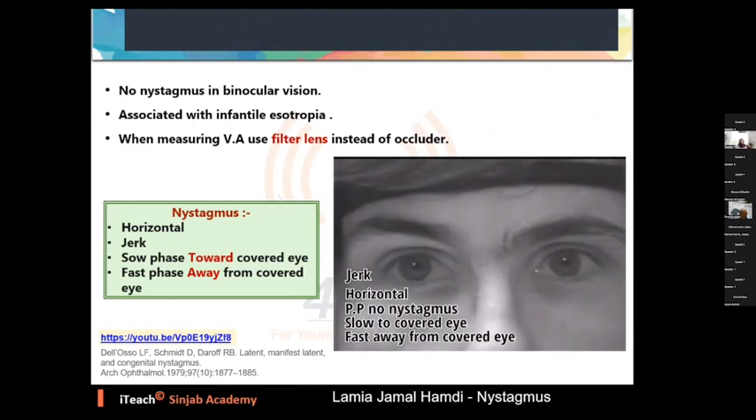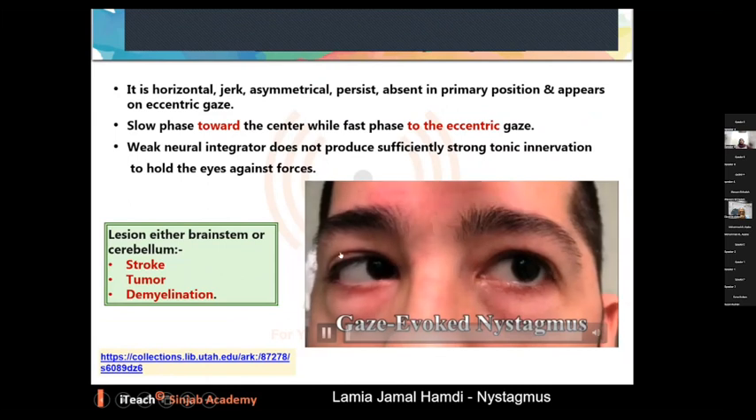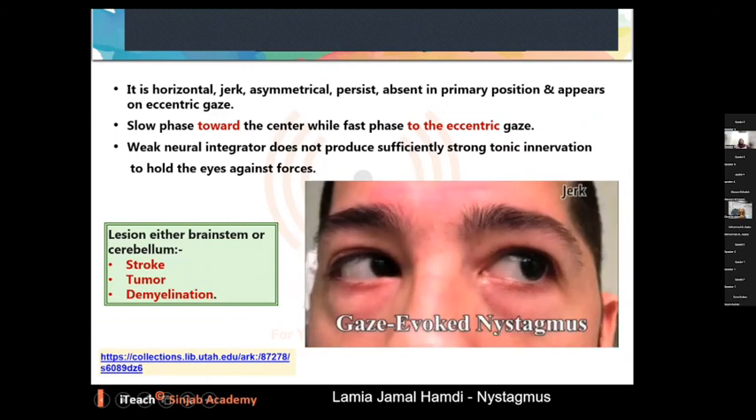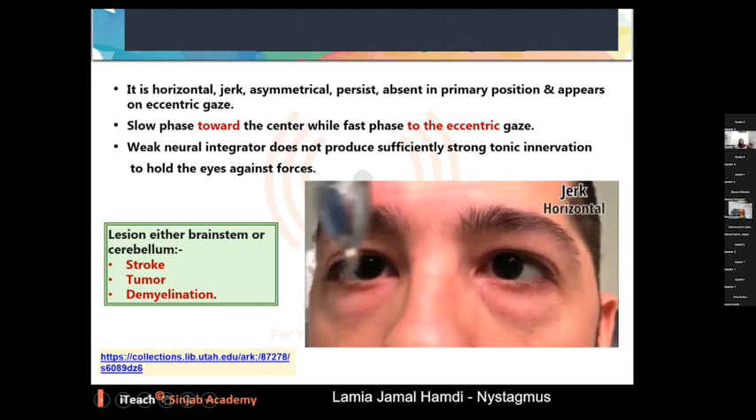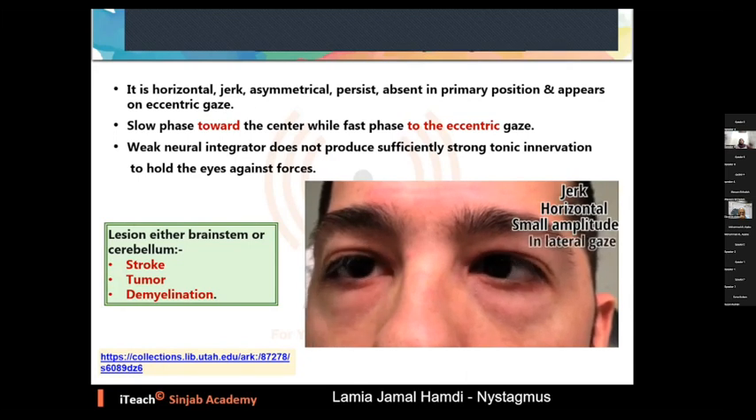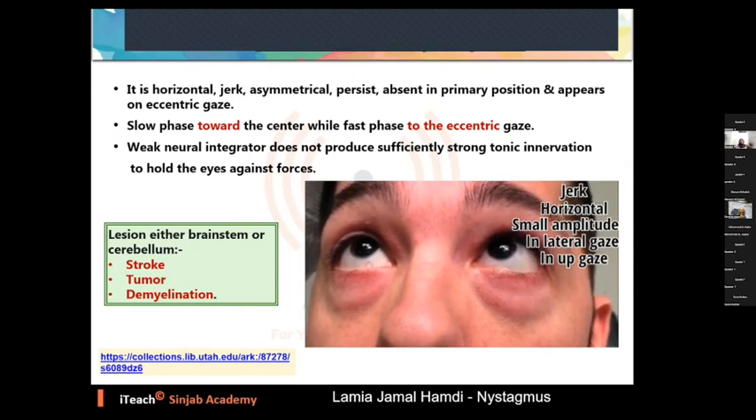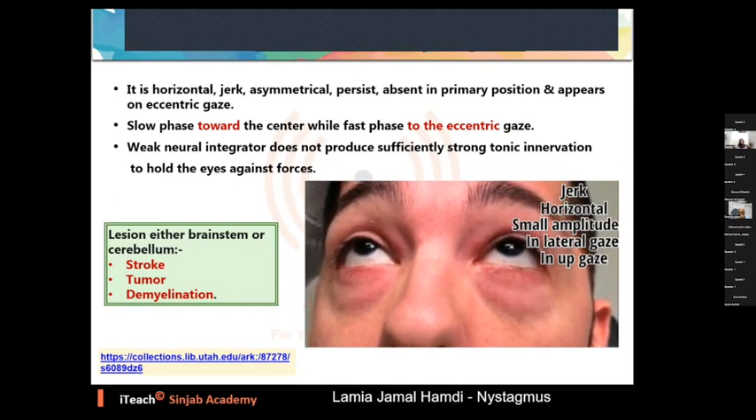The gaze evoked nystagmus is a pathological form of the endpoint nystagmus. As shown in this video, it is horizontal, jerk, absent in the primary position, and increased in the lateral and up gaze. So it occurs due to weak neurointegrator, and the slow phase is toward the center, while the fast phase is to eccentric gaze. The lesion is either brainstem or cerebellum due to stroke, tumor, or demyelination.